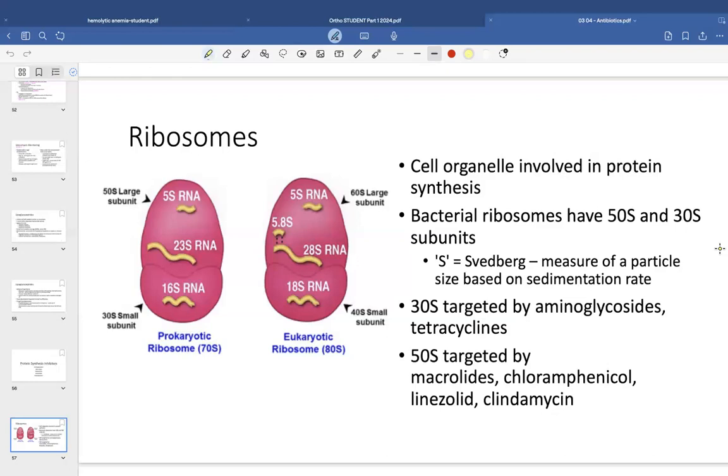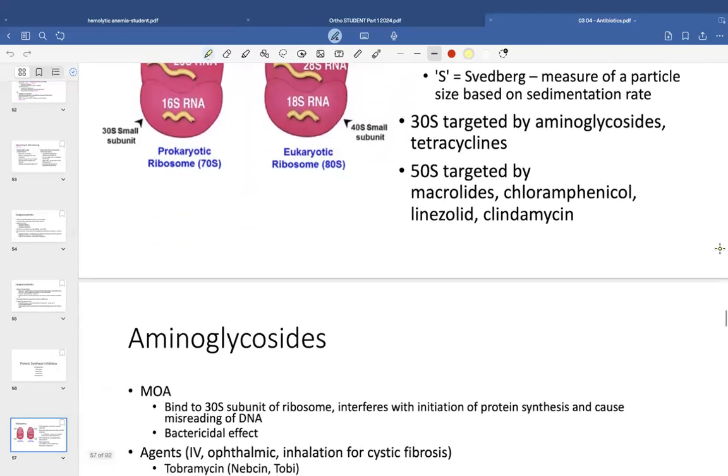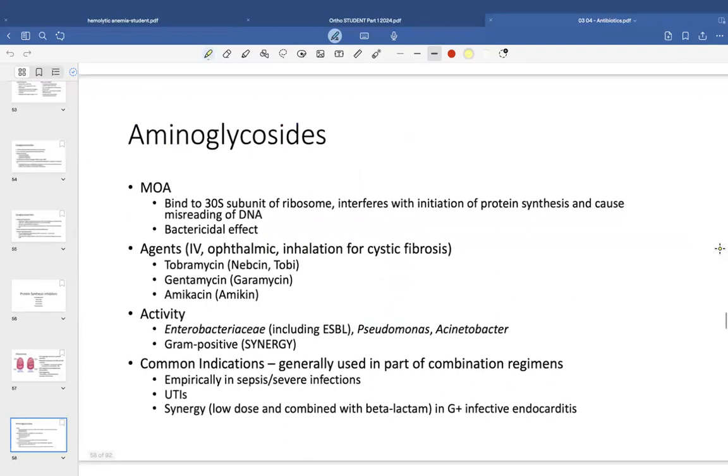With that being said, we'll start with the aminoglycosides. They include tobramycin, gentamicin, and amikacin. There are a few others that are used more specifically, neomycin, etc. But these are the ones that you'll see most frequently in clinical practice. They work on the 30S subunit of the bacterial ribosome to interfere with the initiation of protein synthesis, and that ends up being a bactericidal effect.